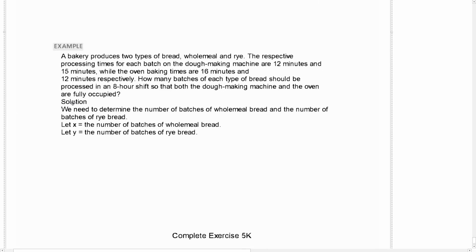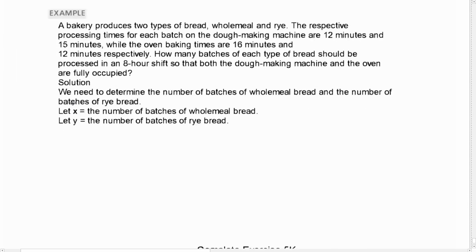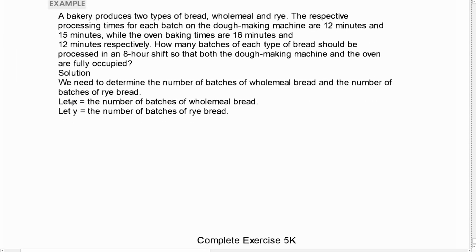Now, this is a pretty involved question because there's a few things that you need to think about when you figure out what the x and y variables are. So we need to determine the batches of wholemeal bread and the number of batches of rye bread to make. Basically, what this is asking is how much wholemeal and how much rye should you be making, so that over a span of 8 hours you'll be able to use the machine without stopping.